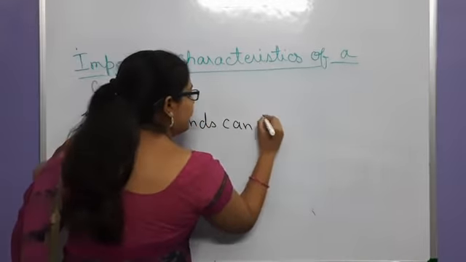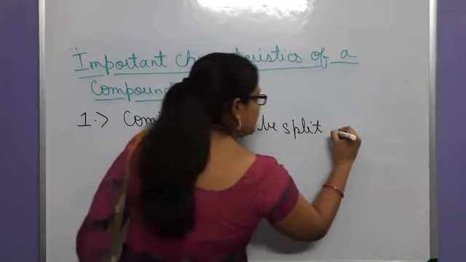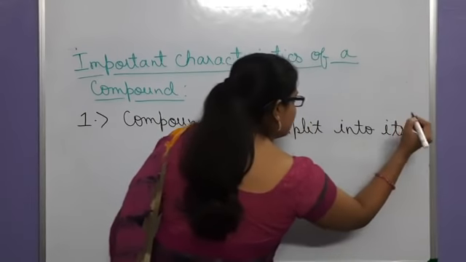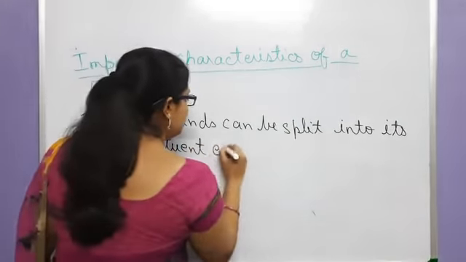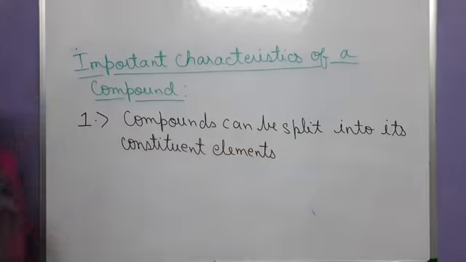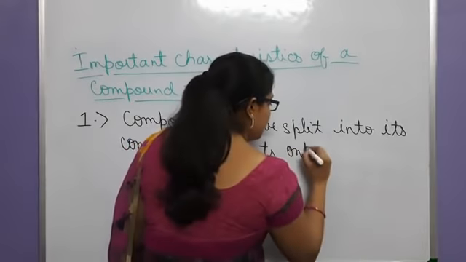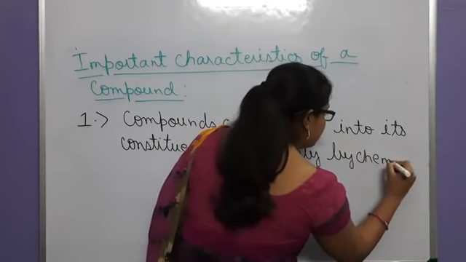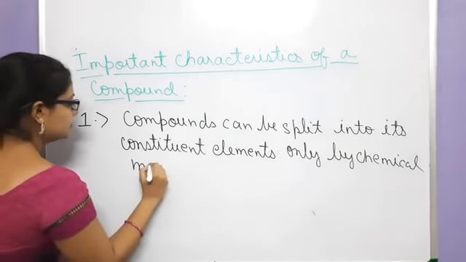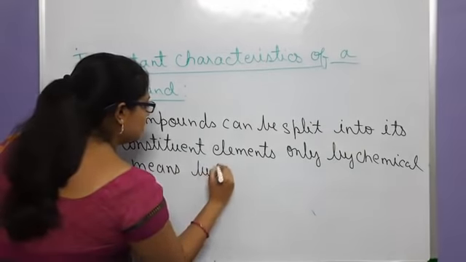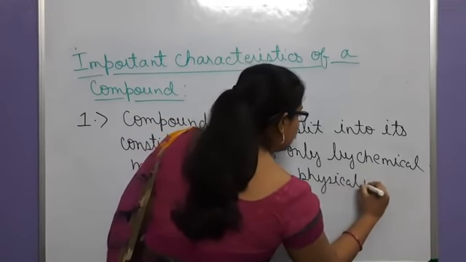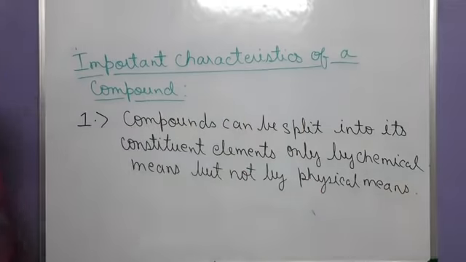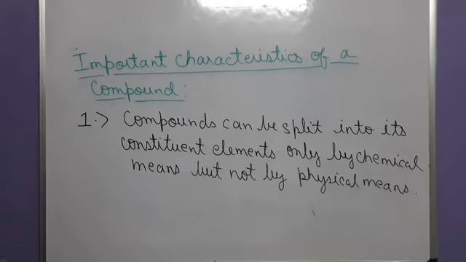Compounds can be split into its constituent elements. A compound can be split into its constituent elements only by chemical means but not by physical means. Physical means such as filtration, distillation, sublimation and all these. So compounds can be split into its constituent elements only by chemical means but not by physical means.